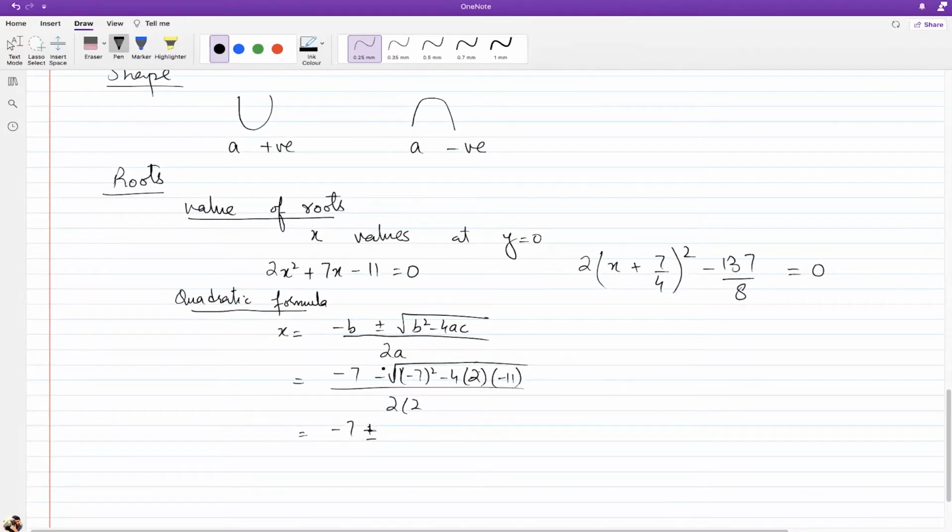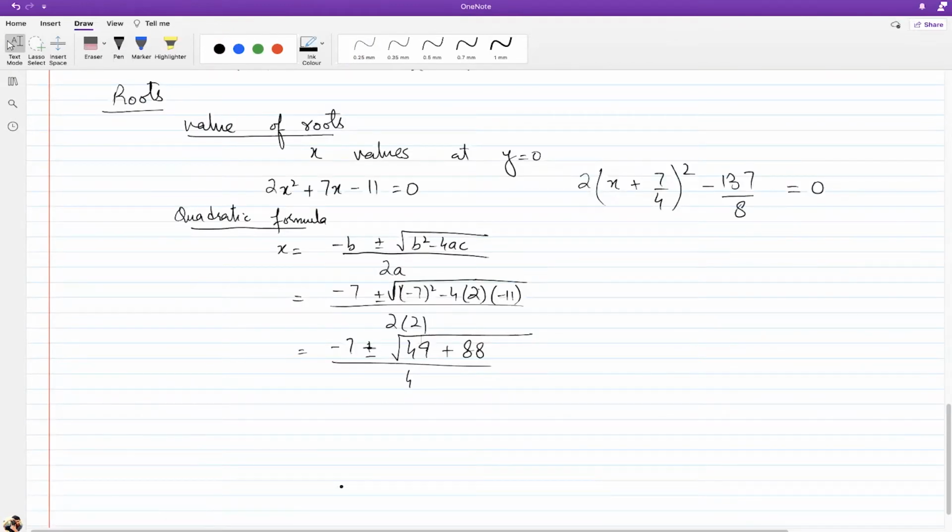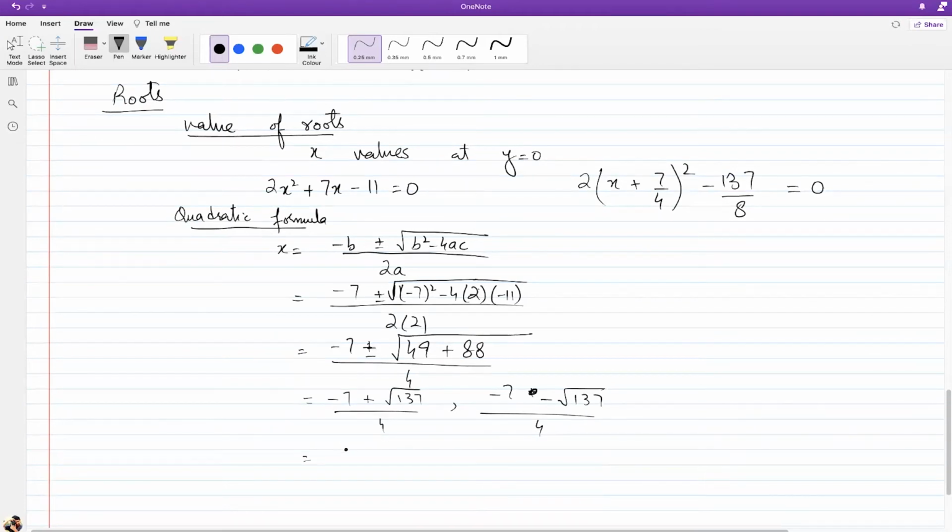So plus and minus both, because I'm going to get two roots, fundamental rule of algebra. So 49 plus 88 over 4, and you just solve it. Do you have a calculator? Give me what the answer is. So I've gotten two answers. One is minus 7 plus square root 137 over 4, and the other is minus 7 minus square root 137 over 4, which are obviously in decimal values. 1.176, and the other one is minus 4.676. Okay, so that's quadratic formula. And I've gotten the two roots.